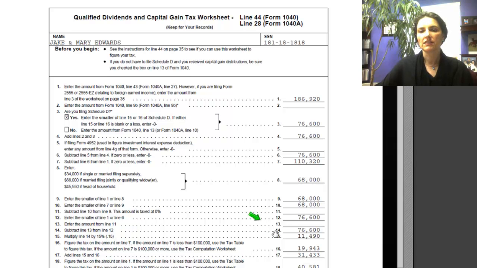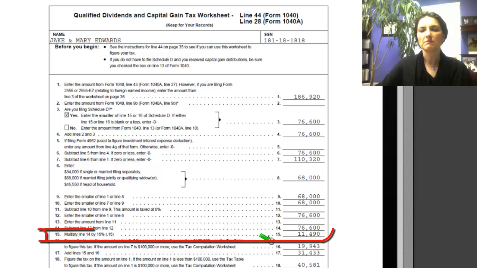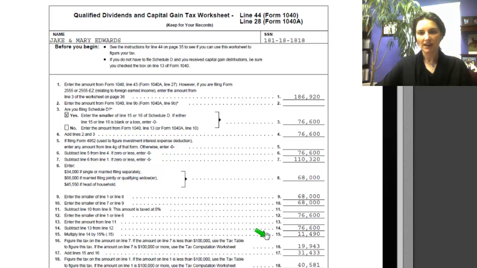We carry line 6 to line 14, and on line 15, it says multiply line 14, that is the long-term capital gain rate amount, by 15%. So the tax owed by Jake Edwards on the long-term capital gains is 15% times $76,600, or $11,490. We then figure the amount of tax owed on the amount of income showing on line 7. Line 7 is the amount of income on which the Edwards must pay ordinary income tax.